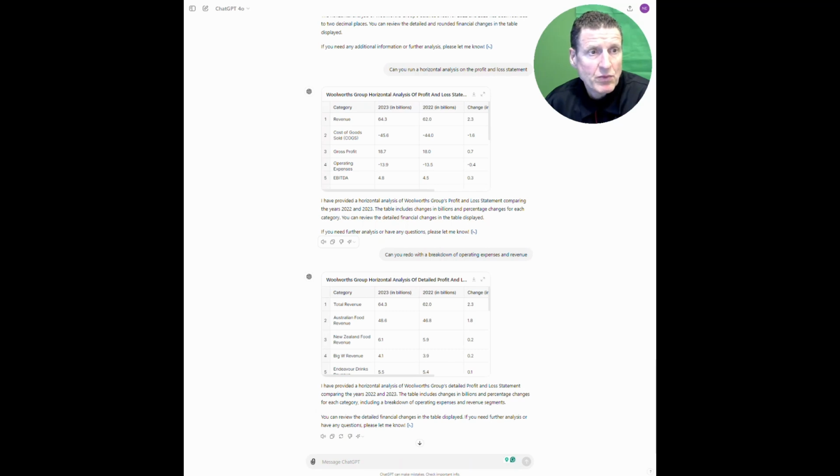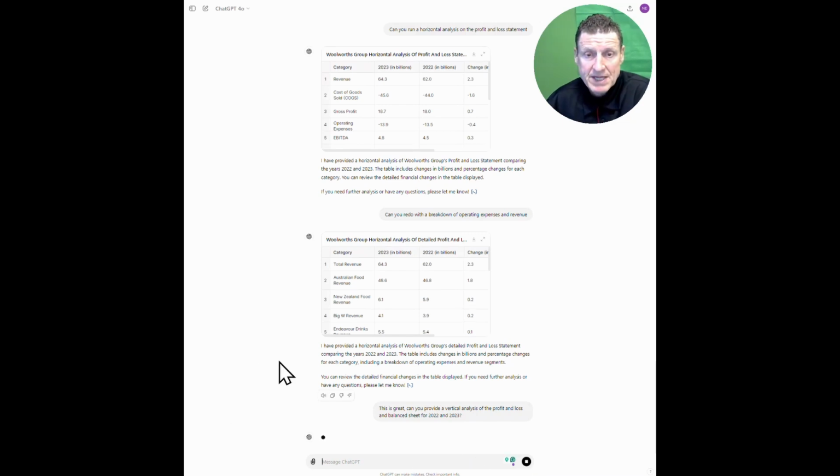So what we want to do now is go over to vertical analysis. Can you provide a vertical analysis of the profit and loss and balance sheet for 2022 and 2023? Now remember, why I say 2022 and 2023 is because the vertical analysis does not assume 2 periods. It only assumes the period in which you nominate. So I want to know how the ratios of items together look in 2022 and how the ratios of items together look in 2023. And let's see what it comes up with.